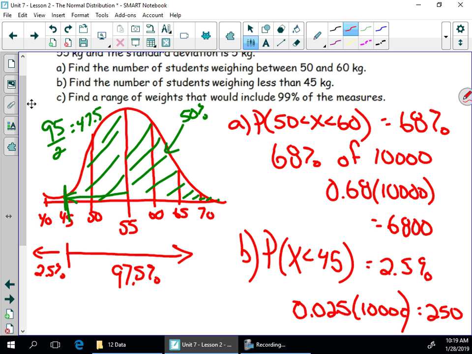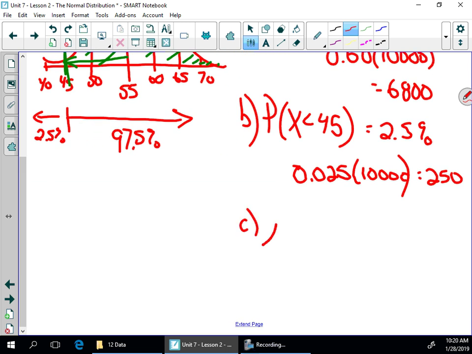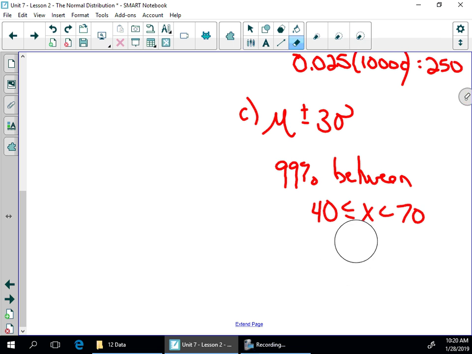Okay, find a range of weights that would include 99% of the measures. 99, that's one of my favorite numbers, because I know that 99 is my mean plus or minus 3 standard deviations, which on my diagram is 40 to 70. So 99% of people would be between 40 and 70. I'm sorry, I shouldn't have an equal sign here.